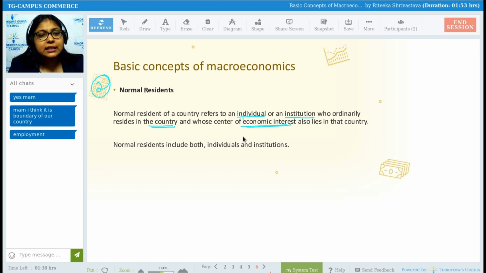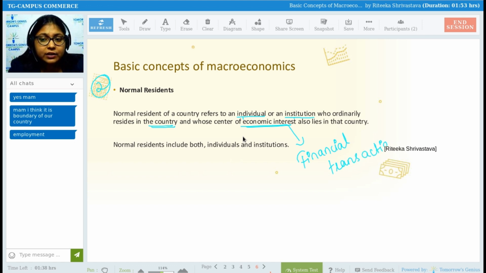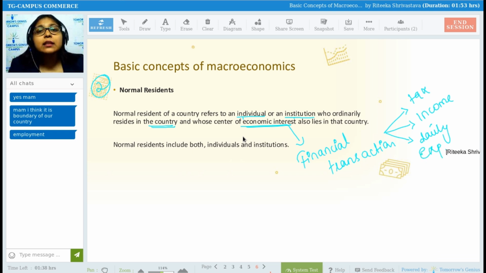Okay, employment we can say, but not exactly. Economic interest means what? All the financial transactions of that particular person are taking place in that particular country. Now, financial transactions like what? So it can be like tax, he is receiving his income, his daily expenses. So this is economic interest.